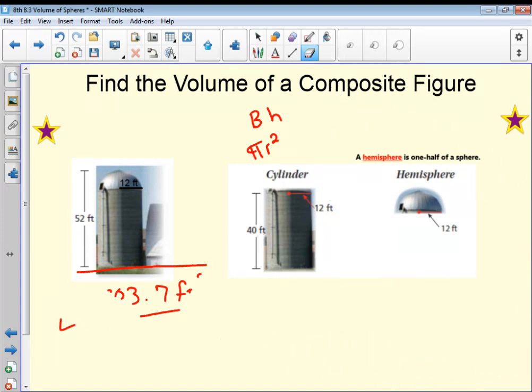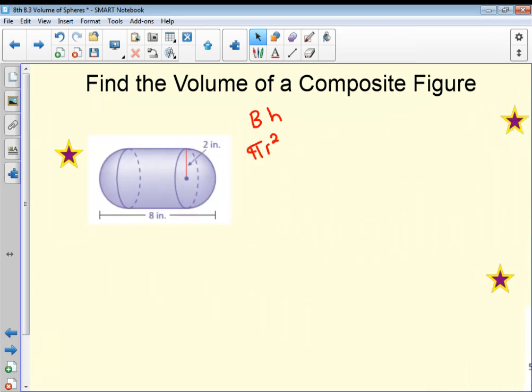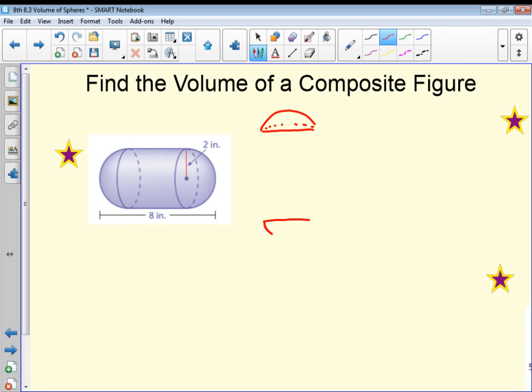Okay, so let's try another one. Okay, so here, what do we have for the shapes that make it up? It looks like 2 hemispheres. I'm really bad at drawing these, but I'll try my best. So here are my hemispheres, and then I have a cylinder in the middle. What's tricky about this one is figuring out, well, I can see that the radius on all of these is 2. So my radius is 2.